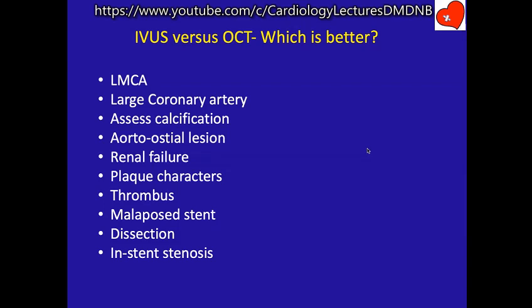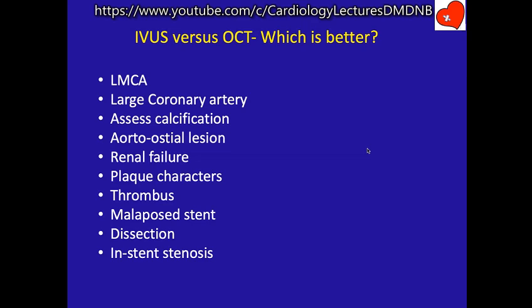Same applies to the next one, large coronary artery. Okay. Assess calcification. Which one would you use? Again, IVUS, sir. Yes, IVUS can be used, but nothing wrong with OCT also. Either IVUS or OCT, but IVUS is the preferred choice because you can easily make out calcification. In OCT, it is made out by a negative, that the light doesn't penetrate, whereas in ultrasound you see a positive image of the calcified area.